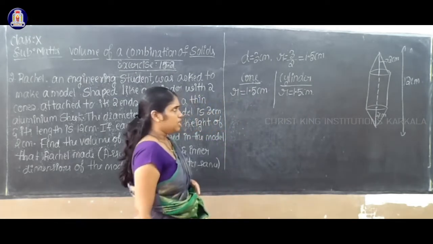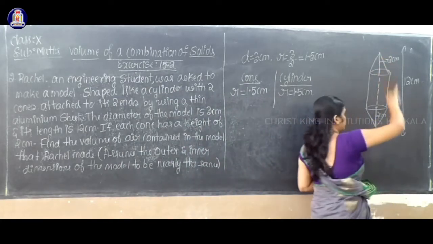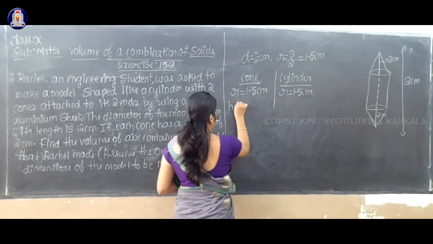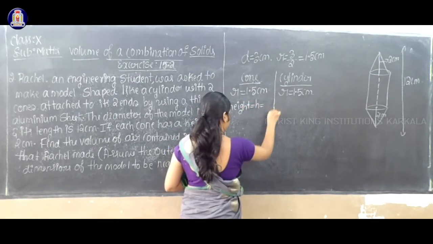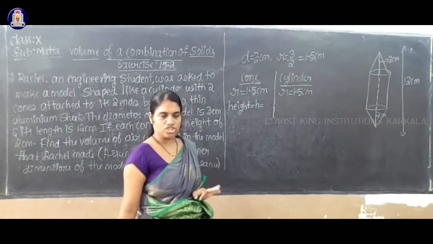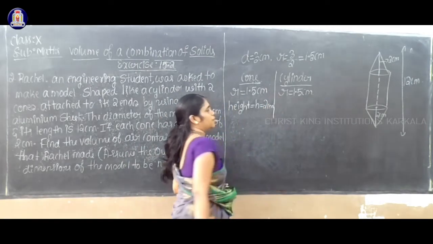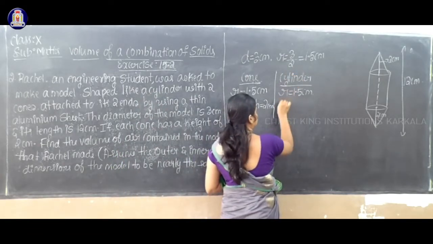In the question, the height of the cone is given. So under the cone column, height. Height value is equal to H. I'll indicate H. What is the value of H here? 2 centimeter. So now I'll calculate what is the height of the cylinder.